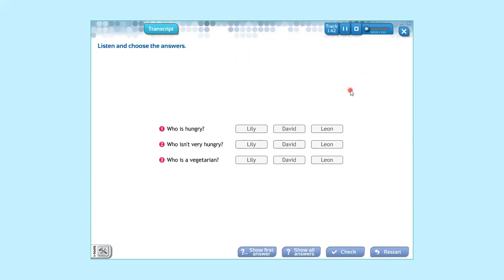Hey, it's 1:15. I'm really hungry. You're always hungry, Leon. So, where do you want to eat? I don't know. I don't want much to eat. What about a pizza? That's a bit expensive, isn't it? Then, let's try this sandwich bar. It looks okay. What's on the menu?